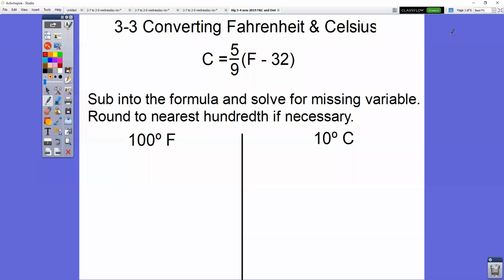So the topic that we're doing today is 3-3. It is sort of a mismatch of a couple different random things. All right. The first thing is converting Fahrenheit and Celsius.